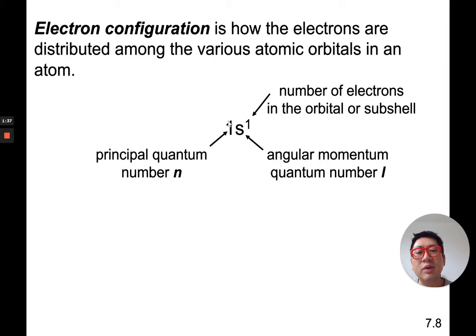So what this represents: 1s is the principal quantum number 1. S means L is equal to 0. For S, P, D, F, L is equal to 0, 1, 2, 3. And that 1 above, written like an exponent, is the number of electrons in that subshell. Okay, so we write it like this.